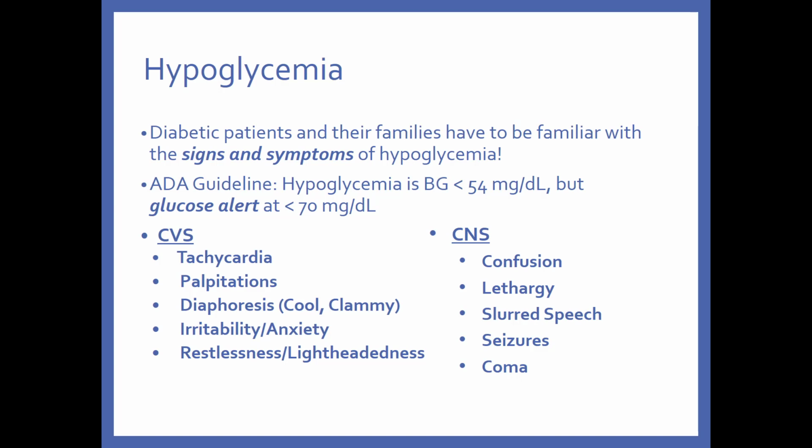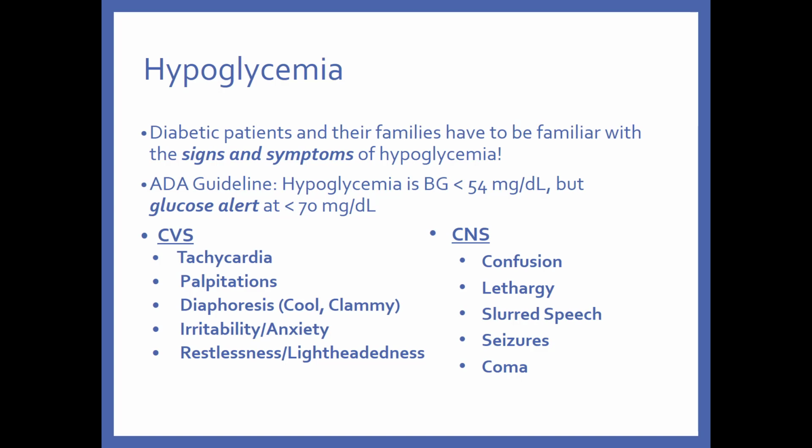So what are the symptoms that we're looking for? Again, different guidelines have different specific blood sugar numbers. The ADA guideline says blood sugar less than 54 would be considered hypoglycemic, but in the hospital setting, a blood sugar less than 70 is where we start becoming concerned because we don't want them to continue to drop below that point. So less than 70 and accompanied by these symptoms, I need to treat that low blood sugar.